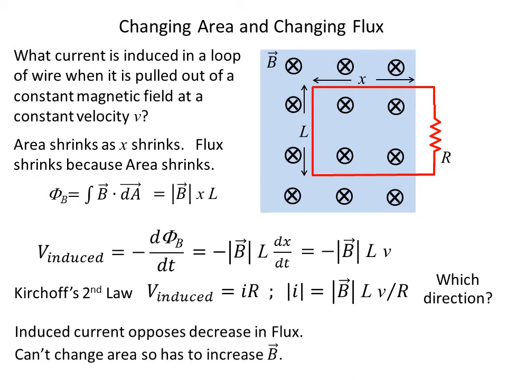Which direction is the current going? Well, the induced current should oppose the decrease in flux. You can't change the area by changing the current. So the B field has to increase. This means that if you want the B field to increase, your thumb has to be pointing into the page. So your fingers are curling around the circuit in that direction. So the current is going clockwise.